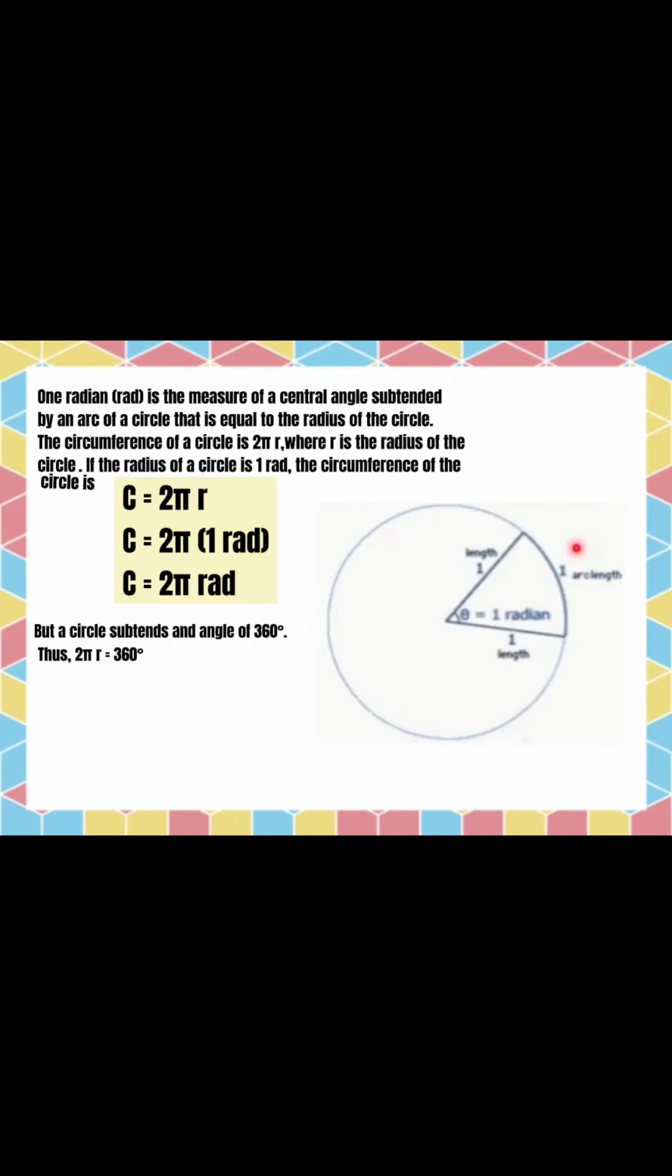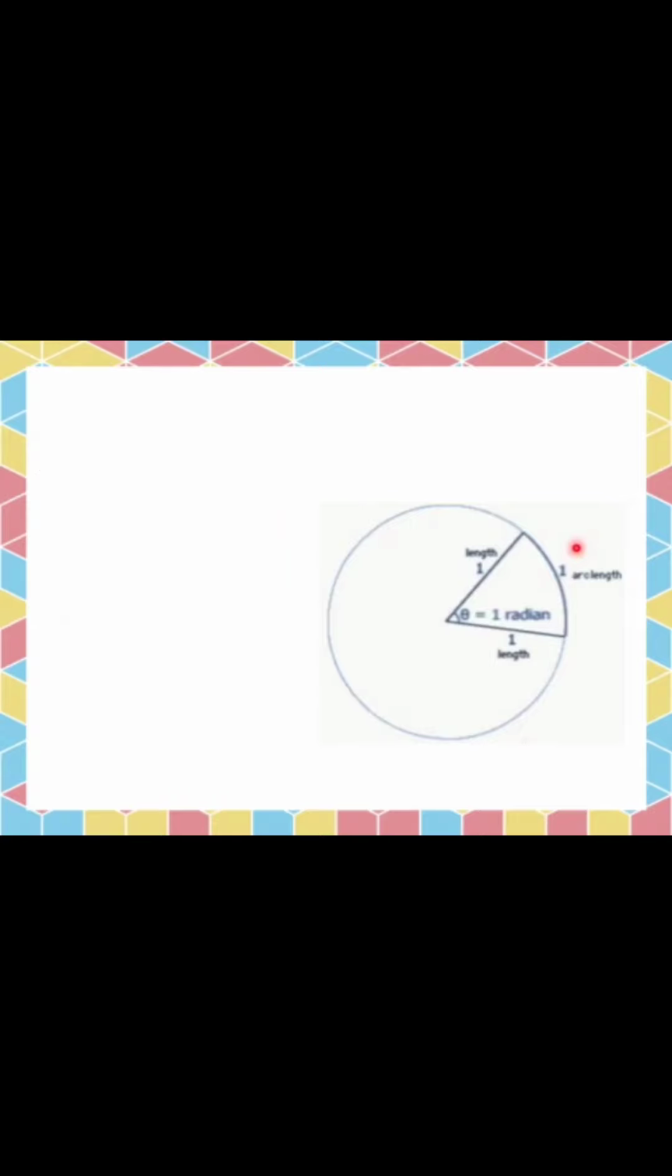But a circle subtends an angle of 360 degrees. In angle measure, it measures 360 degrees. Thus, 2 pi rad is equal to 360 degrees. If we are going to get the pi only, the equivalent of this is half of 2 pi. Pi rad equals 180 degrees. And then, if we are going to get the 1 radian, the equivalent of this is 1 rad equals 180 degrees over pi. And 1 degree equals pi over 180 rad.